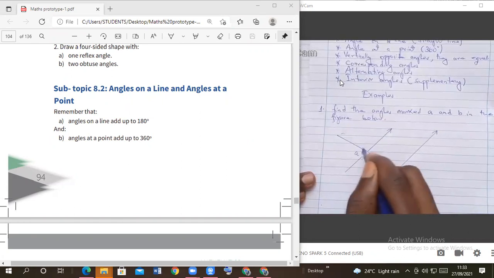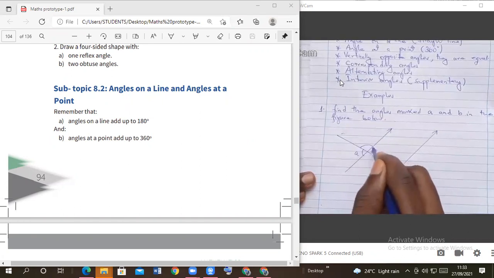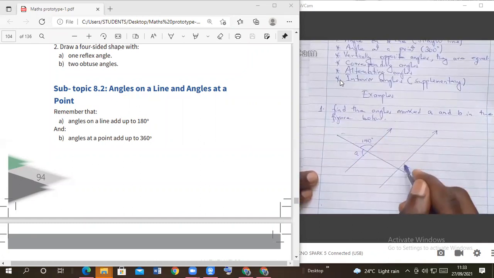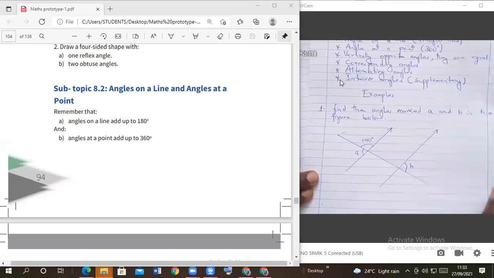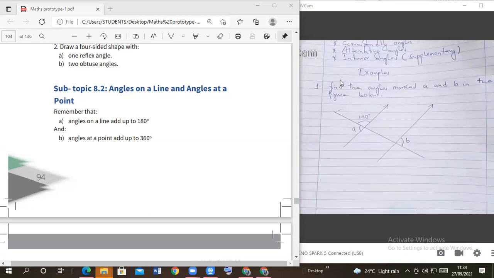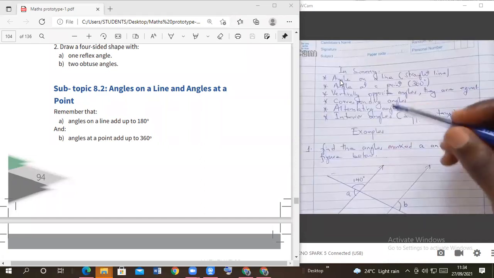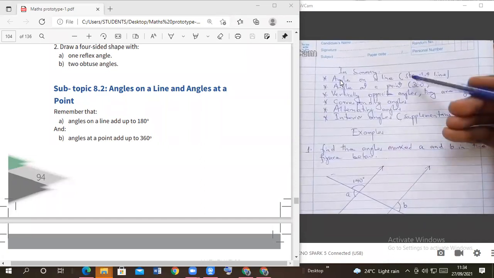This is angle A. Then this angle is 140 degrees. Then this is angle B. That's what they have given us. So are we going to find angle A and B? To find angle A and B, we must apply these properties.